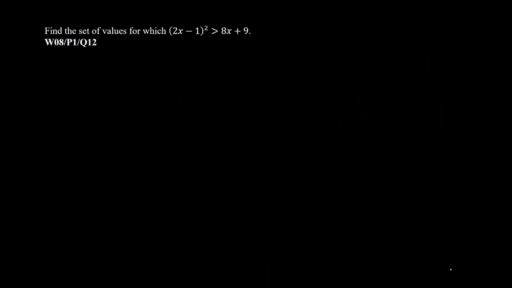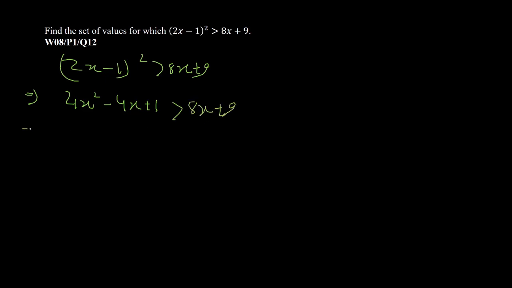In the same case, let's do this one pretty fast this time. 2x minus 1 whole square greater than 8x plus 9. Then this equals 4x square minus 4x plus 1, 2ab is 4, and we have 8x plus 9. Then I can take the 8x and 9 to the other side, so we have 4x square minus 4x minus 8x, which is minus 12x, and 1 minus 9 is minus 8, greater than 0. So we can write this as x square minus 3x minus 2 greater than 0.